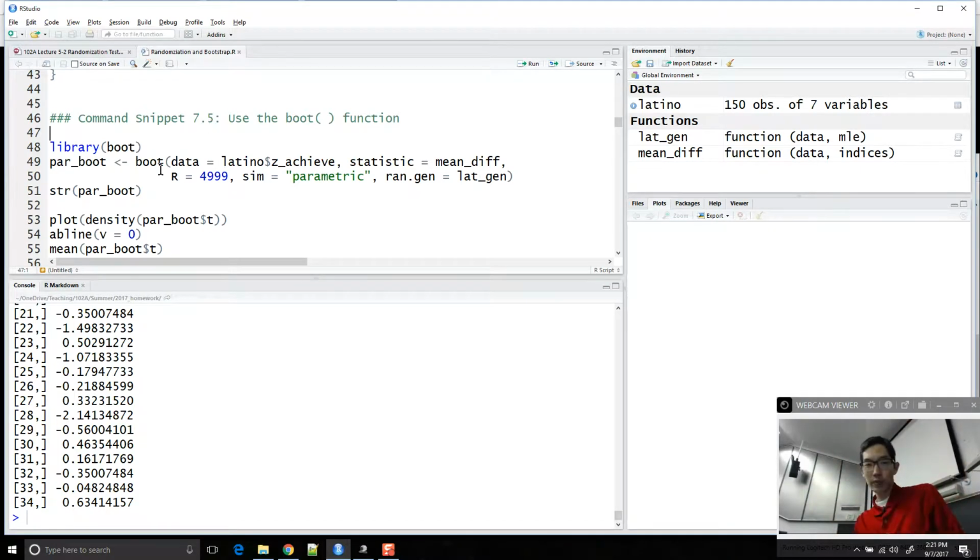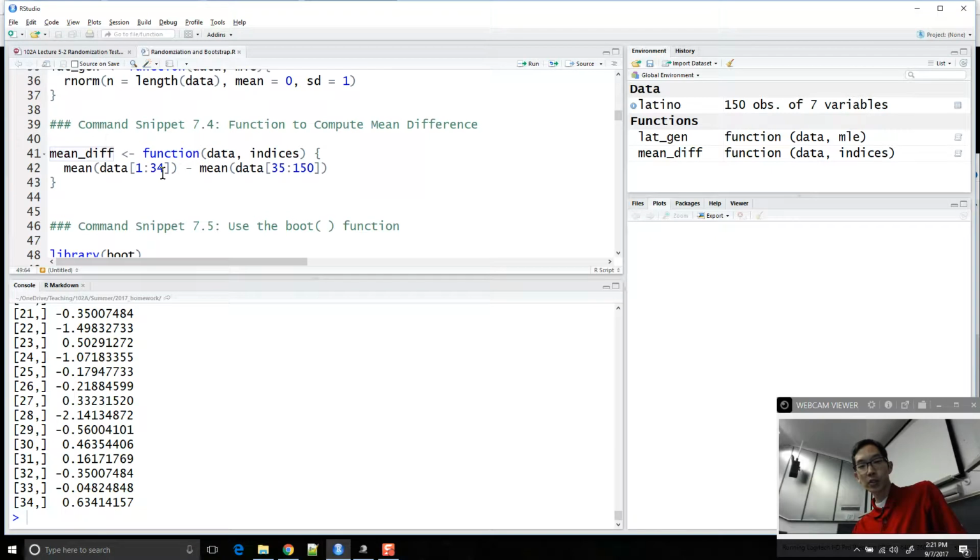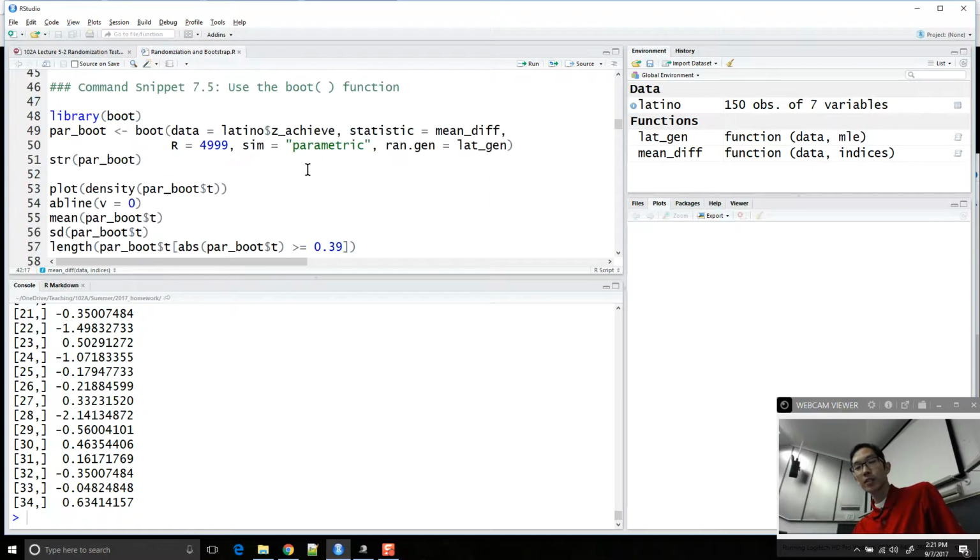And so here we're going to give it the achievement scores. What we're going to do is calculate the mean difference, which is just to calculate the mean of the first 34 and calculate the mean of the last 116.